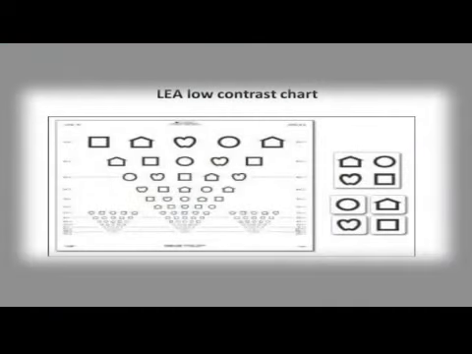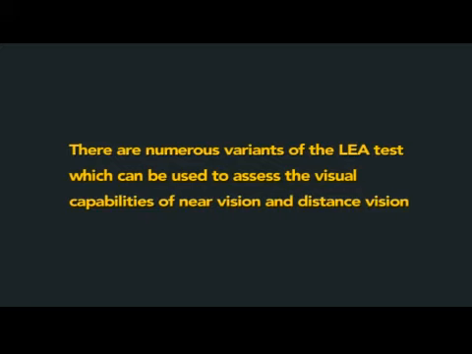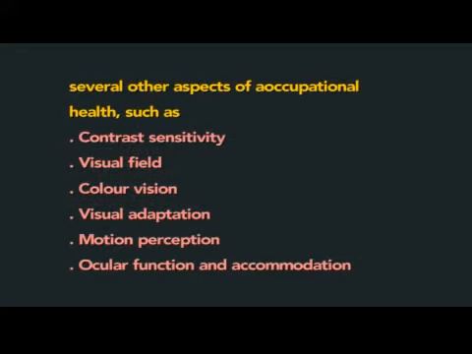The next tool is the LIA test. The LIA vision test system is a series of pediatric vision tests designed specifically for children who do not know how to read the letters of the alphabet that are typically used in eye charts. There are numerous variants of the LIA test which can be used to assess the visual capabilities of near vision and distance vision, as well as several other aspects of occupational health such as contrast sensitivity, visual field, color vision, visual adaptation, motion perception and ocular function and accommodation.